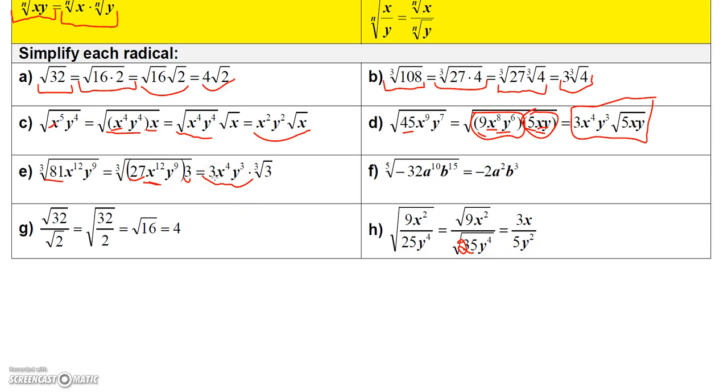Okay, so 3x to the 4th, y cubed. And remember, I couldn't take the cube root of 3, so I had to leave it in the radical.